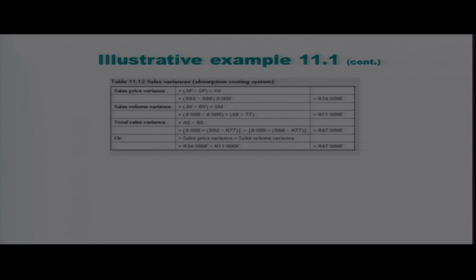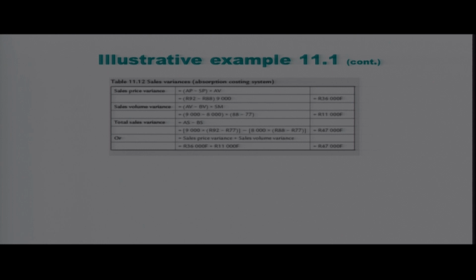And then the total sales variance will be our actual sales minus our budgeted sales. So it will be the 9,000 multiplied by the 92 rand, which is our actual selling price, minus the 77 rand, which is our standard cost per unit based on the standard information, minus the 8,000, which is the budgeted units, multiplied by the budgeted selling price of 88 rand, minus the standard cost per unit of 77 rand. So then we can say 92 rand minus 77 rand, that will give you 15 rand, that you multiply with the 9,000 units that were sold, and that will give you 135.